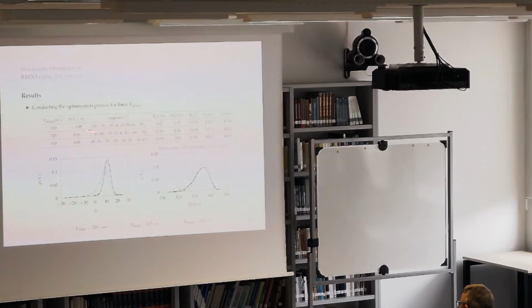If I do that for 3 different design velocities of 120, 125, and 130 meters per second, I can see that my probability of failure, so the probability of having negative stability margin, increases with my design velocity, but my flutter velocities remain around the same values. I can see the increase of the probability of failure here on the PDF of the stability margin.